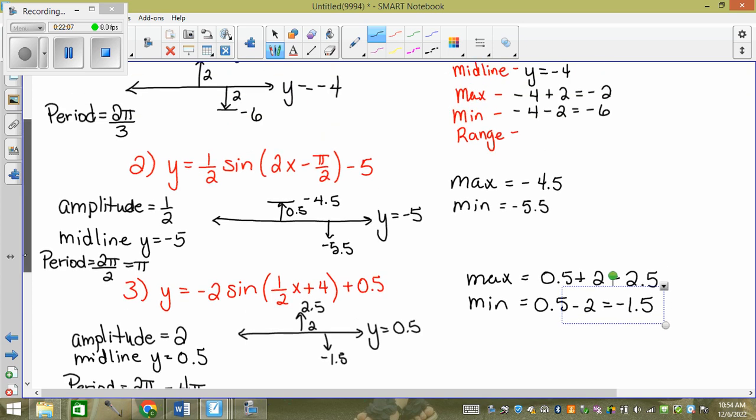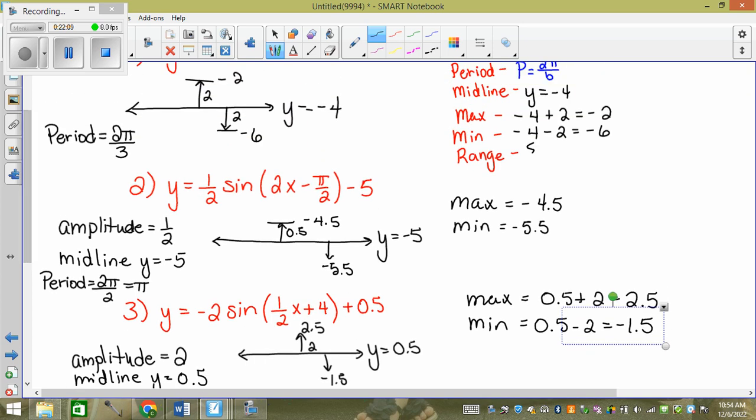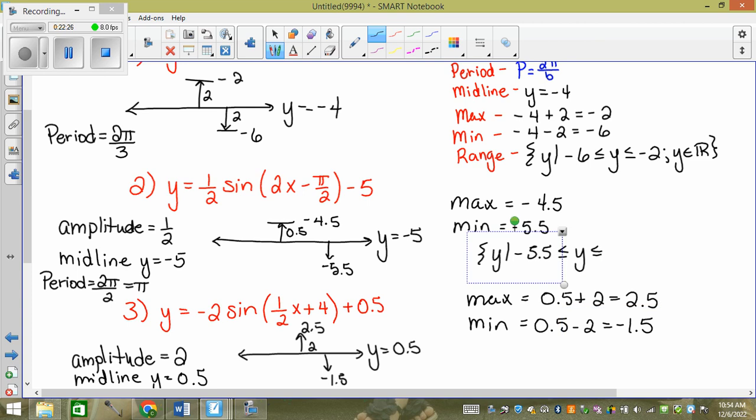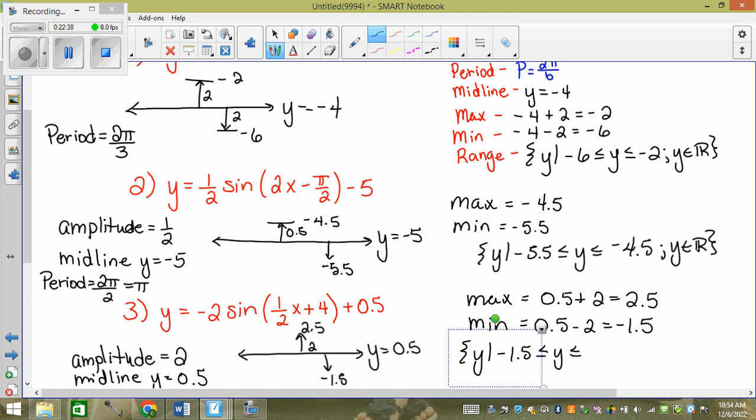And then our range is just from our min to our max. So this one's going to be y such that -6 is less than or equal to y is less than or equal to -2. This one is y such that -5.5 is less than or equal to y is less than or equal to -4.5. And this one is y such that -1.5 is less than or equal to y is less than or equal to 2.5.